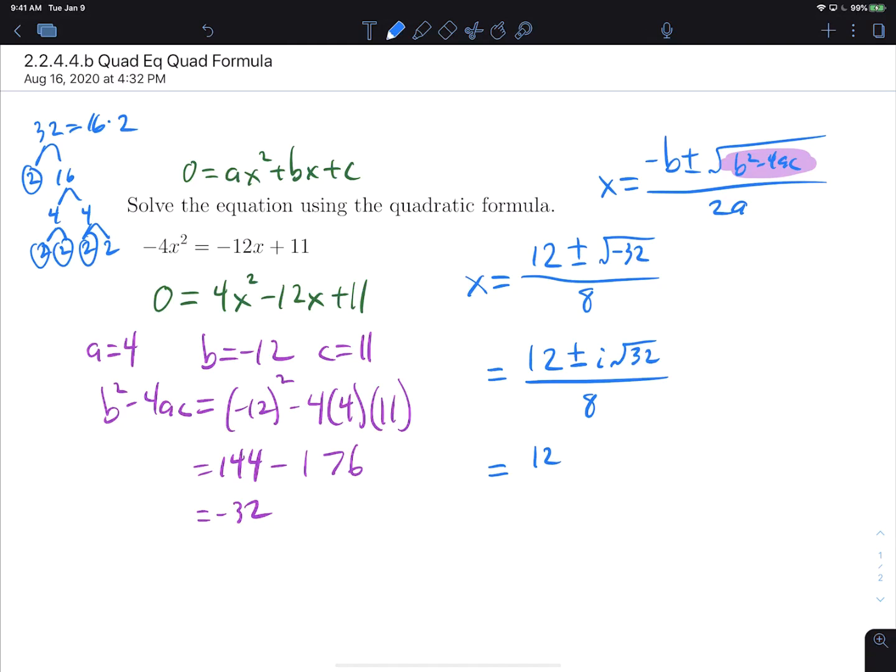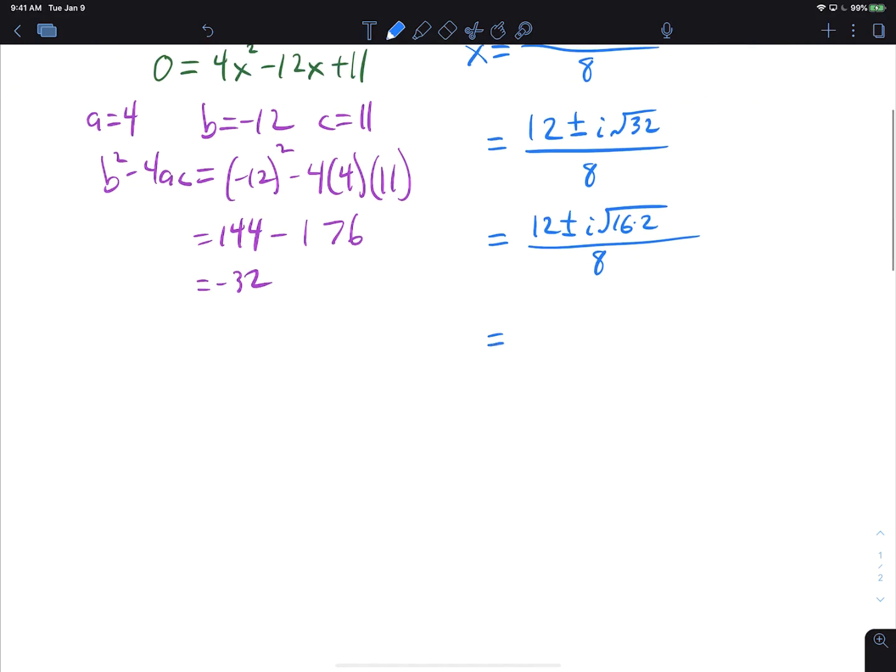So this is going to give us 12 plus or minus i square root of 16 times 2 all over 8. Square root of 16 will be 4. Square root of 2 is just the square root of 2. So this gives us 12 plus or minus 4i square root of 2 all over 8. Because this is now a complex number, we must have this in the form of a plus bi, which means we have to break this up into two separate fractions. So we have 12 over 8 plus or minus 4i root 2 all over 8.